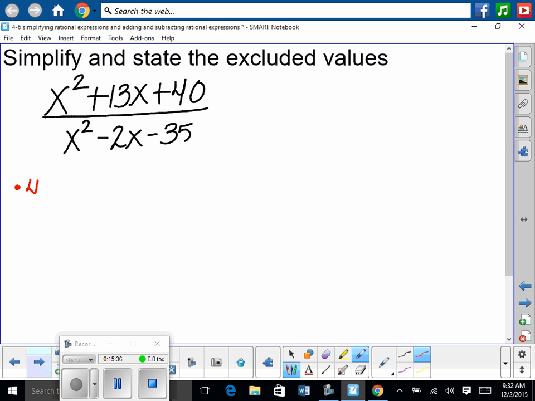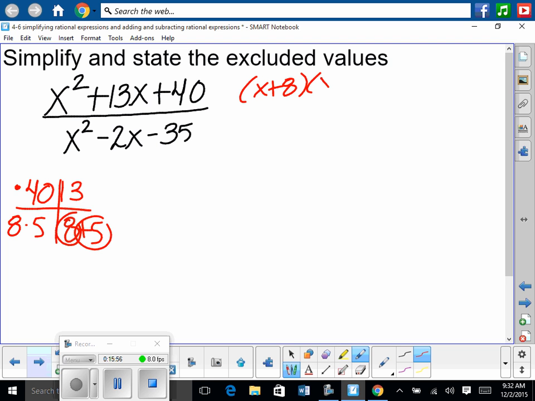What multiplies to be 40 and adds up to be 13, right? So 8 times 5, positive 8, positive 5. So it can quick factor. So it's going to factor to be x plus 8 times x plus 5. Did I go too fast, or is that okay?